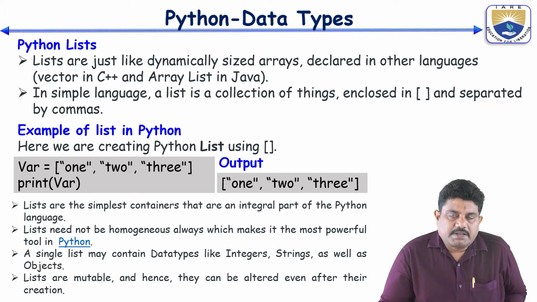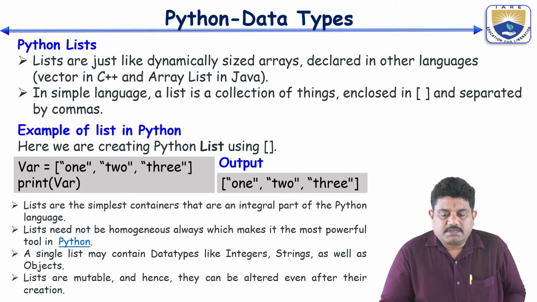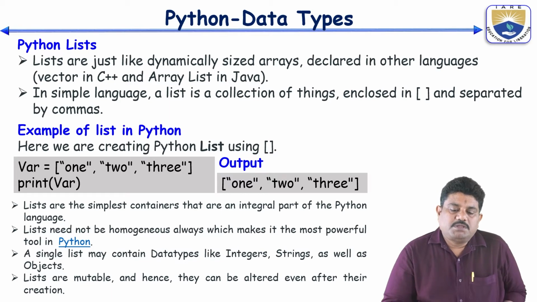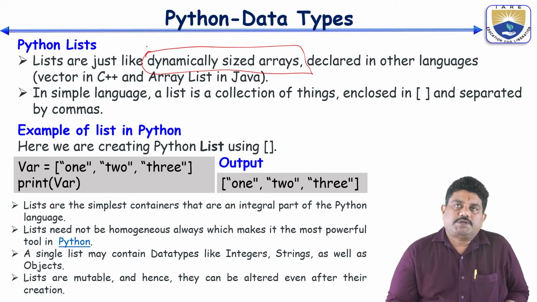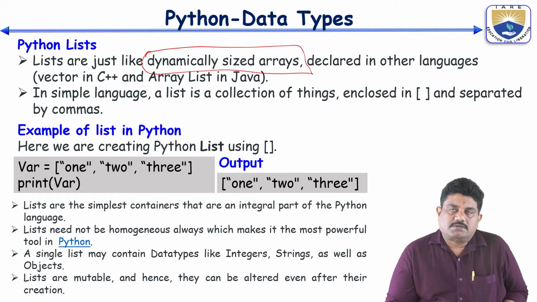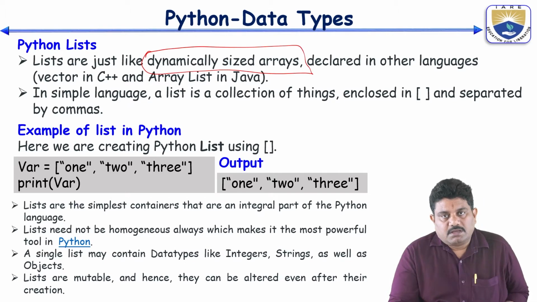Lists are just like dynamically sized arrays declared in other languages. For example, vector in C++ and ArrayList in Java. So these are dynamically sized arrays. What is the meaning of dynamically sized arrays? These are the words you need to understand. Dynamically sized means even after declaration of the list, if you want, you can extend the list.